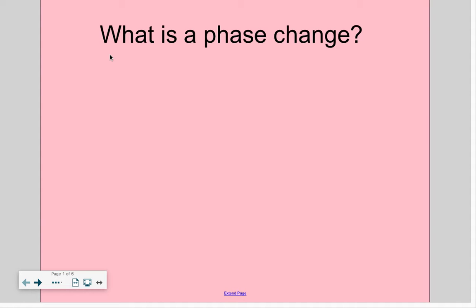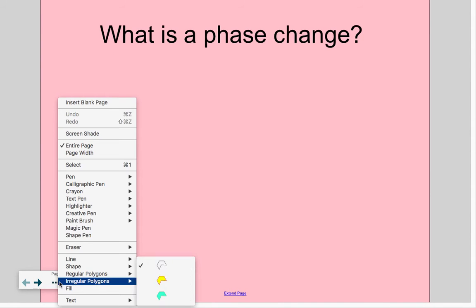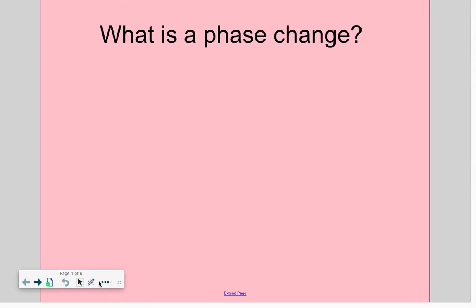Alright guys, what we're looking at is section 3. This is on phase changes, so this is chapter 3, section 3 today. And what you guys are going to be looking at is, first of all, what is a phase change? So if I was to, let me just open up my toolbar here a little bit.